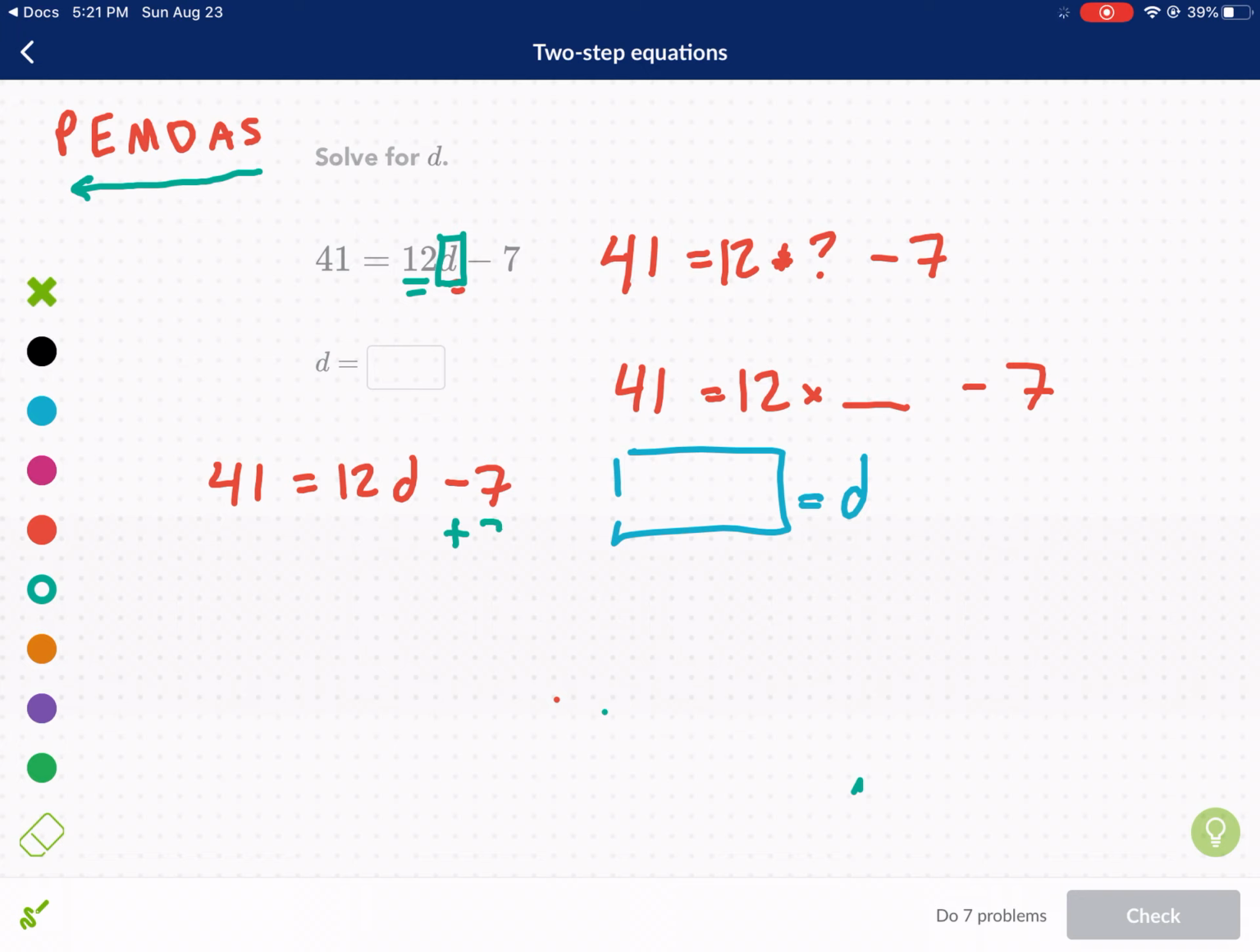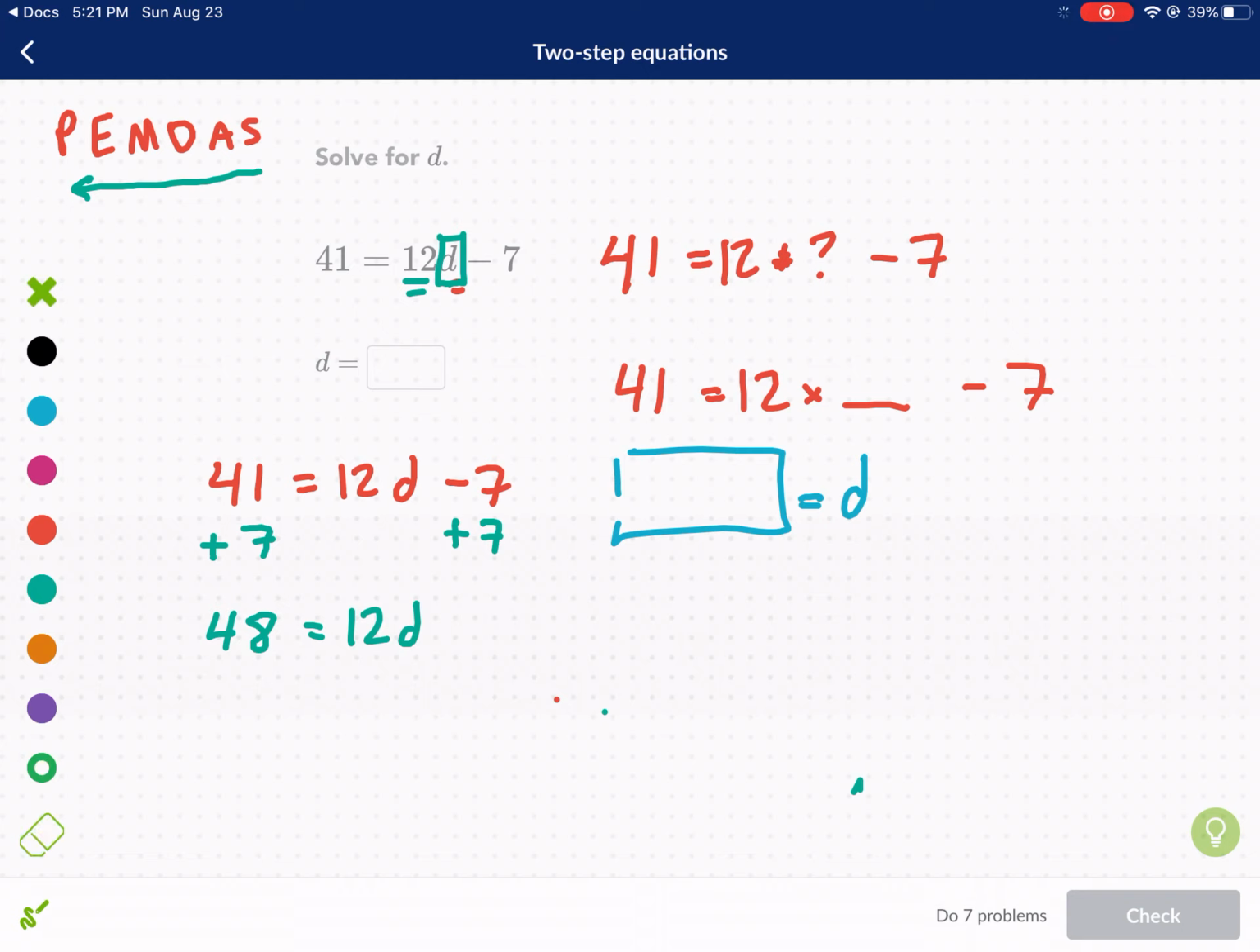First thing we're going to do is add 7. If we're subtracting 7 and we're trying to undo that, we need to add 7 to both sides. What happens? We get 48 equals 12D. What happened to the minus 7? It goes away. You wouldn't believe how many times I see people accidentally write plus 7 here. That wouldn't happen, because you did negative 7 plus 7.